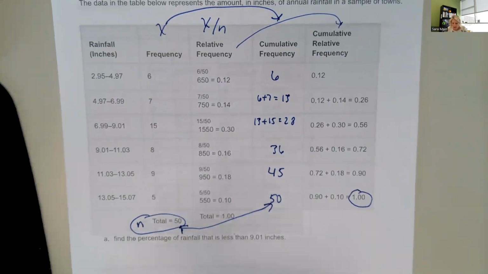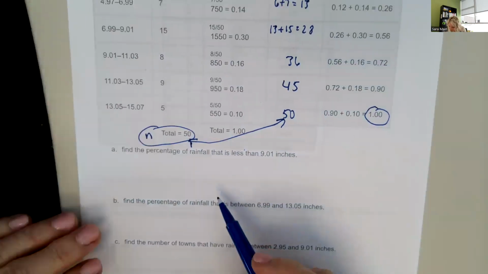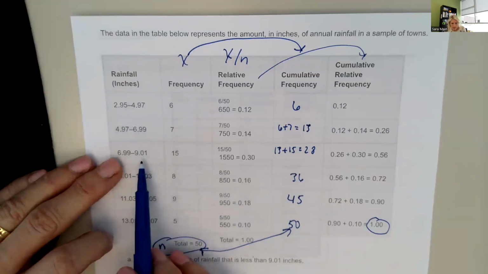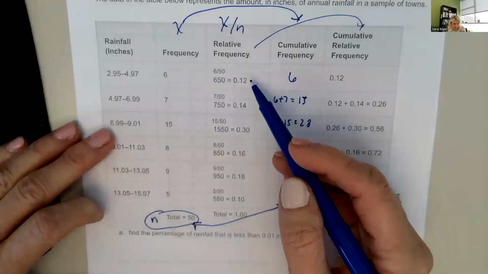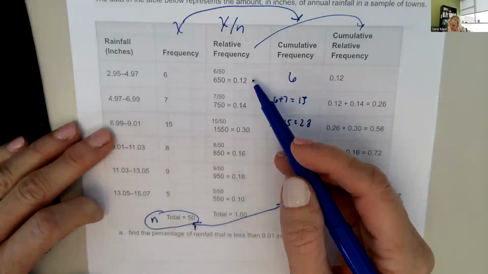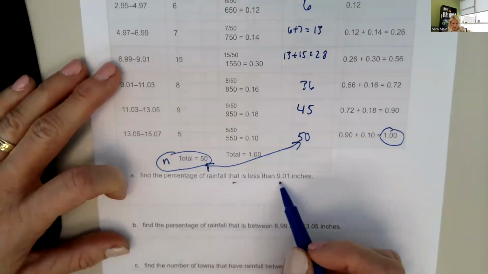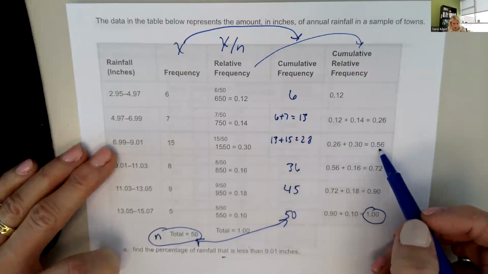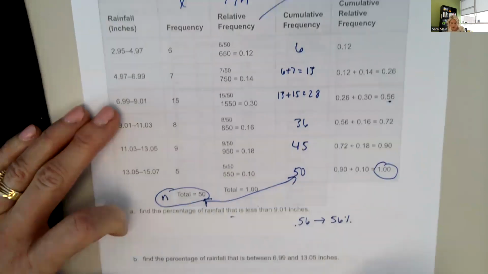So A says, find the percentage of rainfall that is less than 9.01. So I went to 9.01, and that would be these top three classes. And it said percentage. So that means the relative frequency is a percentage in decimal form. So that would be the percentage that is less than 9.0. So it'd be all three of them together. So I can use the cumulative, which is 0.56. And so that's 56%.